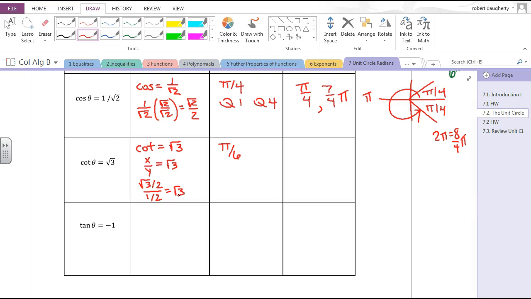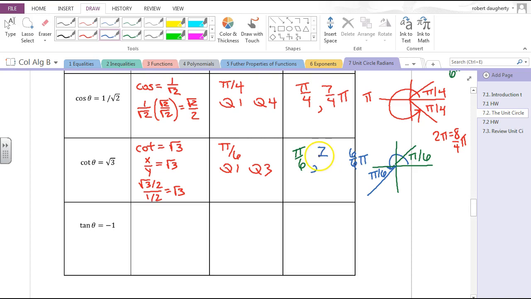So pi over 6. Tangent, cotangent, where are they positive? Those are quadrants 1 and 3. So the quadrant 1 angle, that one's pretty easy. That's pi over 6. If you are in quadrant 3, and you have a reference angle of pi over 6, what is the angle that measures from 0? Remember, at 180 degrees, that's pi. We can also call that 6 over 6 pi. So it looks like I have to go 1/6 further than that. So that angle is 7/6 pi.